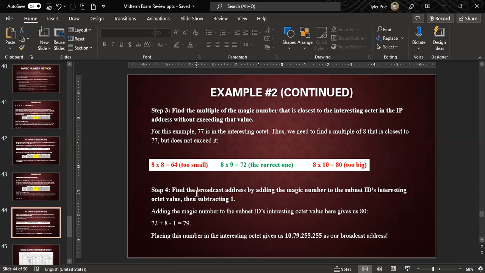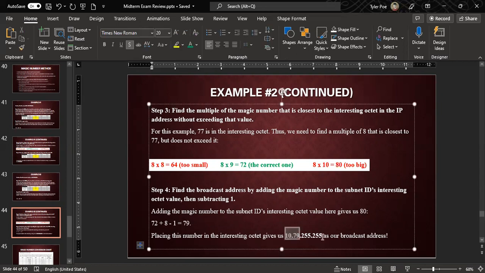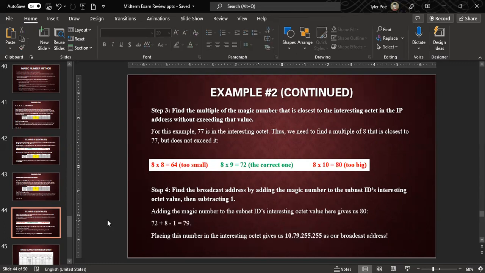So to find the broadcast address now, we take this number that we solved for, the subnet ID interesting octet number. We add the magic number to it once, and then we subtract 1. So that becomes 79. So the broadcast address is 10.79.255.255. The reason we subtract 1 is that we're finding the very last address in the range.